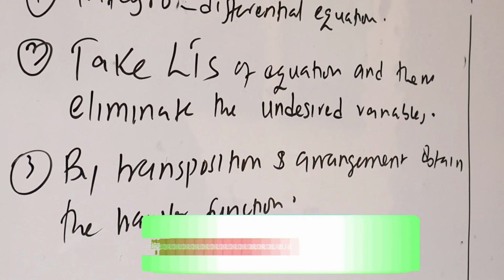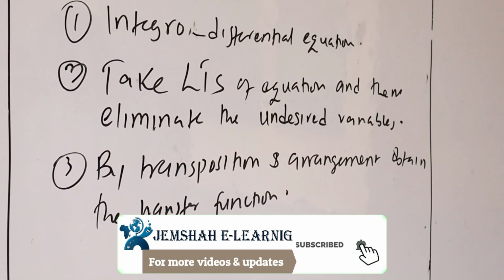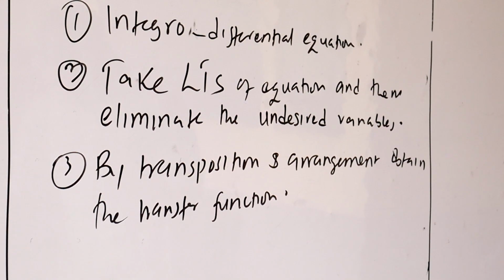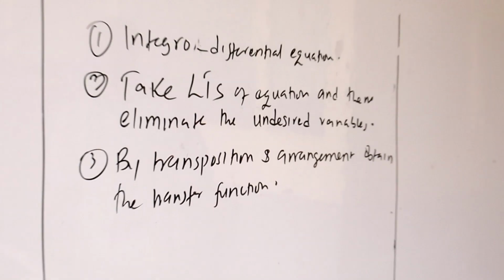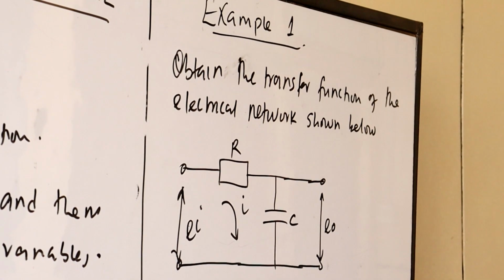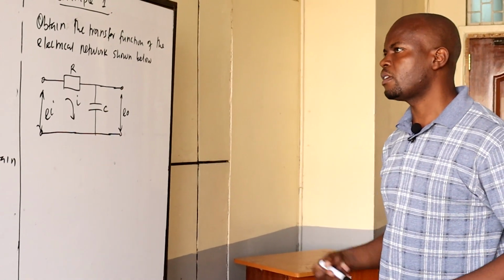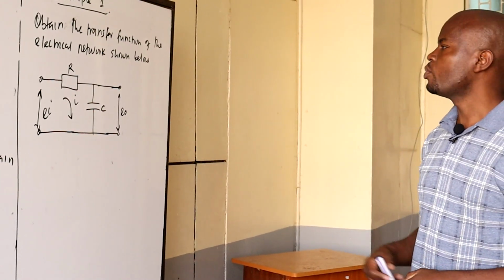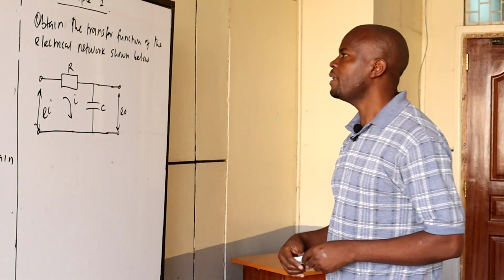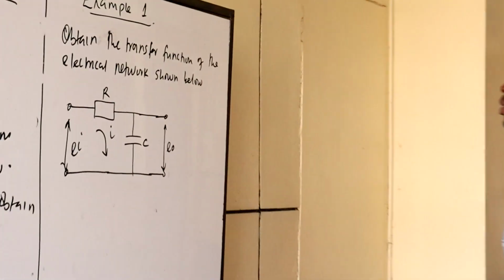We can start by looking at a very simple example that is going to help us obtain the transfer function. We are going to look at several examples under electrical systems in order to understand how to obtain transfer functions of electrical networks. This one is going to be a first order. Obtain the transfer function of the electrical network shown below.